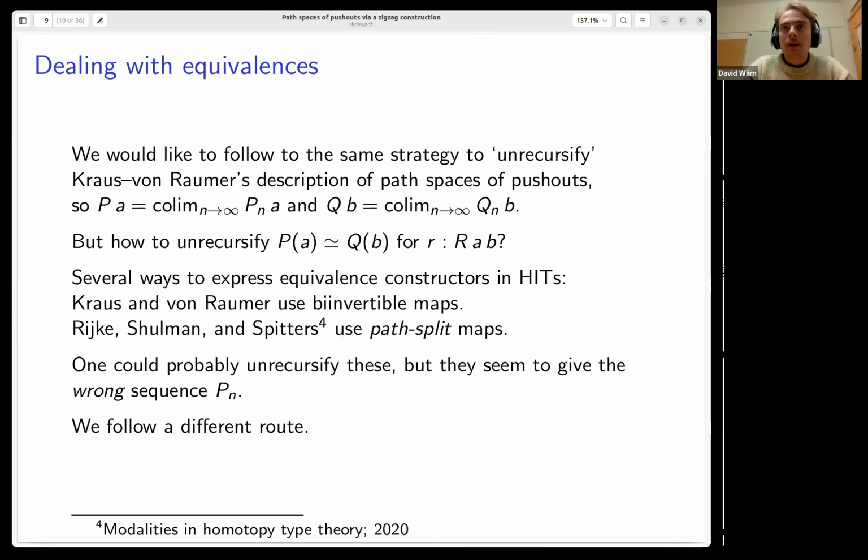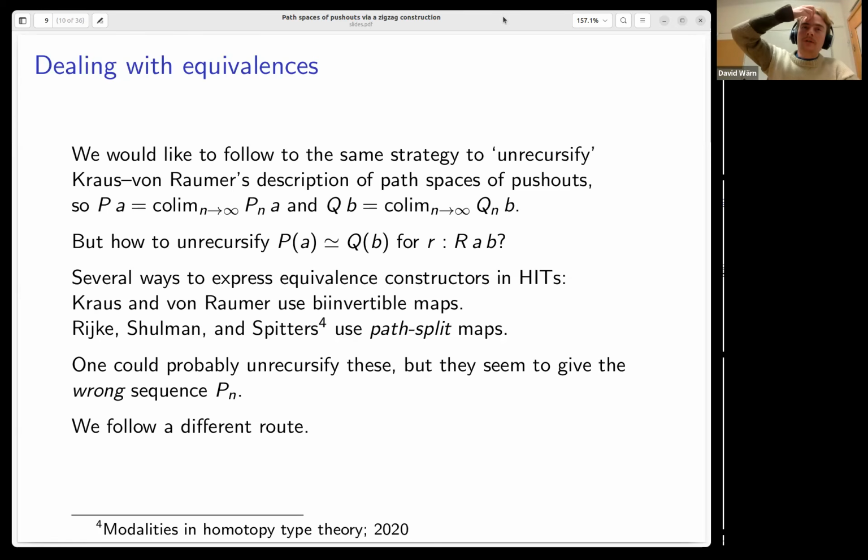So you can express equivalences as maps together with some homotopies. And this basically allows you to express HITs with these equivalence constructors in terms of HITs with just ordinary point constructors and path constructors. And for this, you want some kind of description of what is an equivalence. So Carlson-Ramer say that equivalences are bi-invertible maps and give some explicit description of the HIT in terms of just point constructors and path constructors using bi-invertible maps.